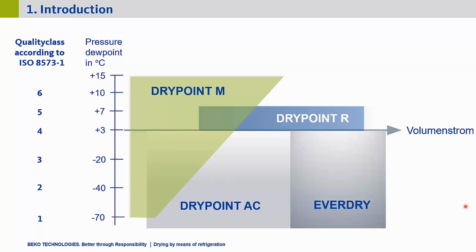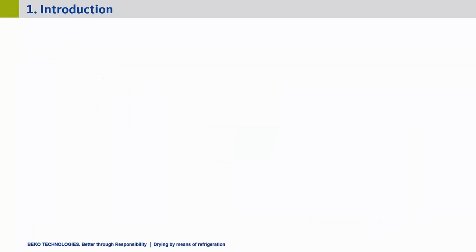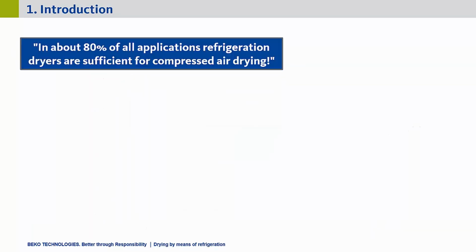Of course, an adsorption dryer can reach way lower dew points than a fridge dryer, but more complex technology is, of course, often more expensive and maintenance intensive, and in most cases, such dry air is simply not necessary. So therefore, we can say in about 80% of all applications, refrigeration dryers are sufficient for compressed air drying.